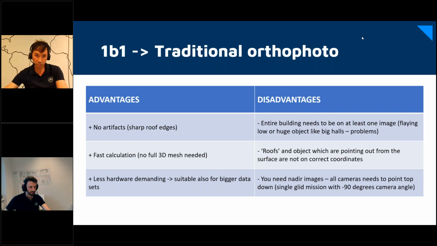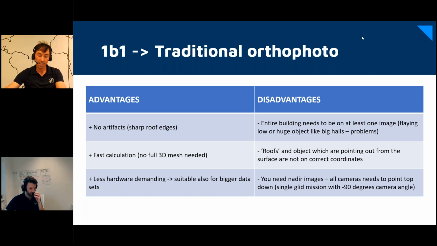What are the disadvantages of traditional orthophoto? The entire building needs to be on at least one image. So if you're flying low or you have huge objects like big holes, you will probably not get the nicest orthophoto from those results. If you'd like a nice traditional orthophoto, the complete building needs to be on one image, so we can texture a bigger area with this one image, and then you have really nice roof edges also.